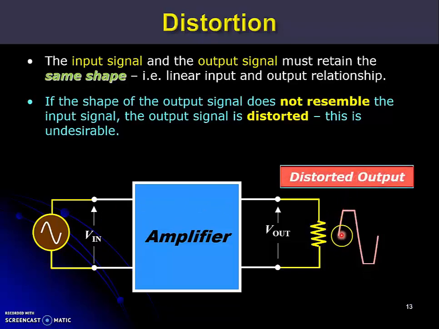However, if the output waveform has a different shape compared to the input waveform, then we say the output signal is distorted. We have to understand that a distorted output doesn't mean the output has to be clipped off. In fact, for this example, because the input signal is a sinusoidal signal, so long as the output signal is not a sinusoidal signal, then there is distortion in the output waveform.